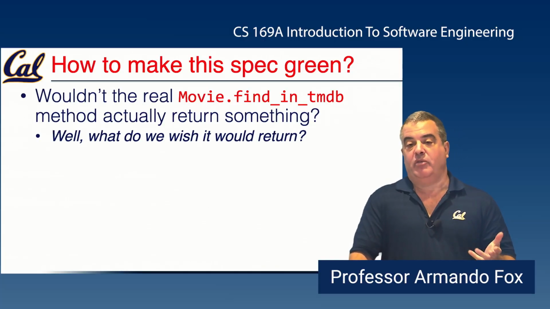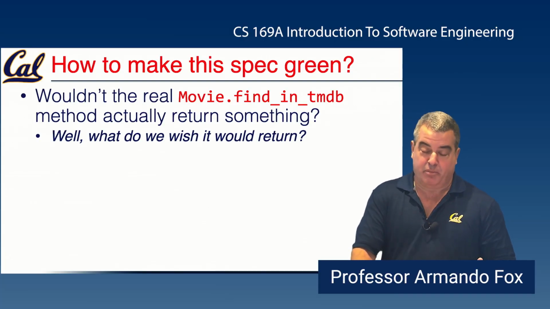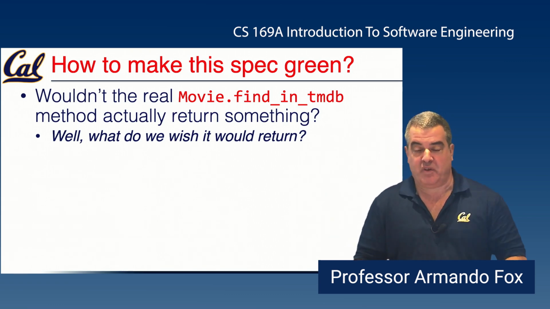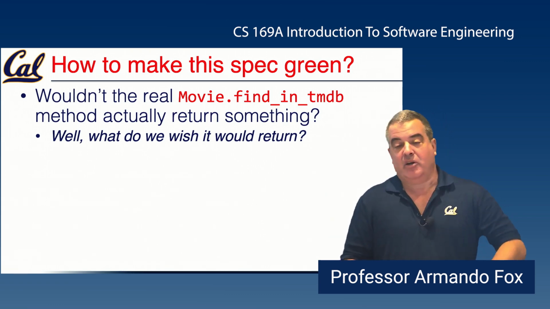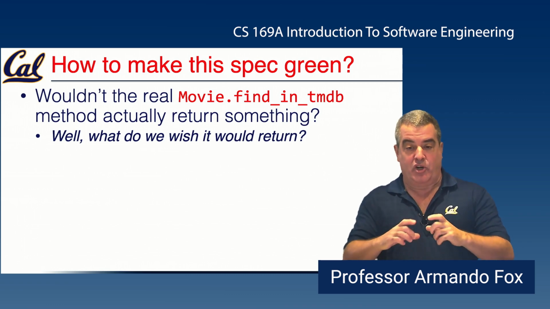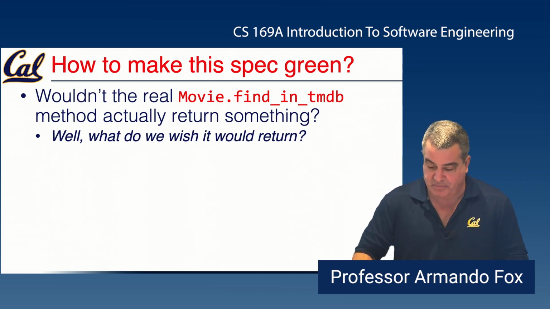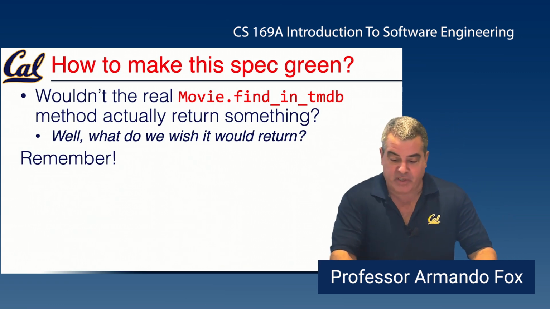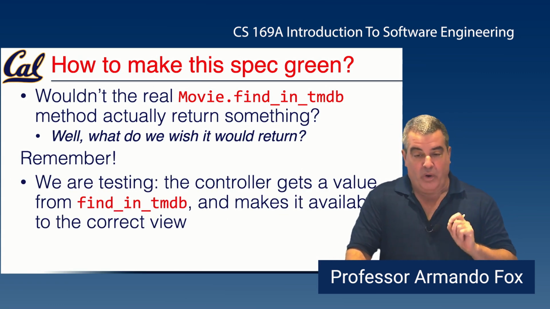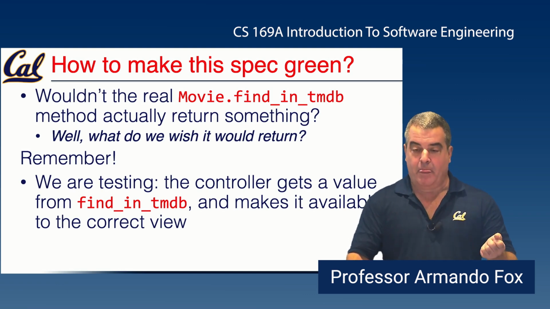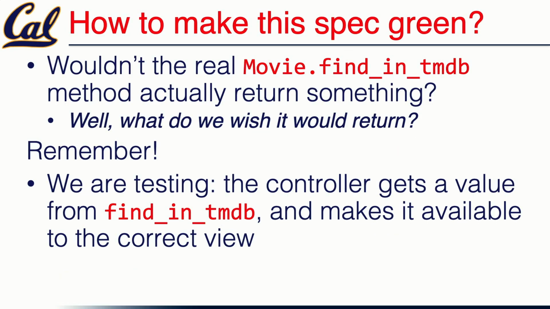From a design point of view, I think it would be a nice simple thing to say it returns an enumerable of movie objects, of ActiveRecord movie instances. And if there's no matches, it'll still return an enumerable, but the enumerable would be empty. That's a pretty reasonable design decision. So again, the important thing to keep in mind here is that what we are testing is the controller gets some return value from find in TMDB, and it makes that value available to the view.